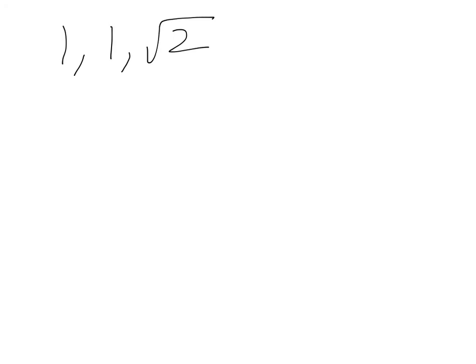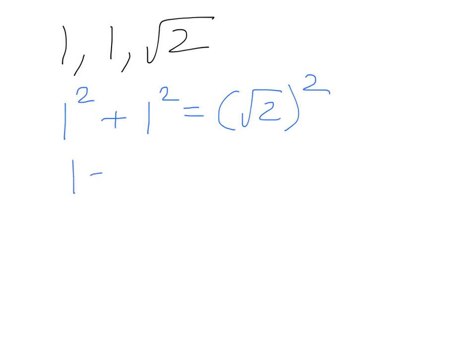If I did this right, I would go 1 squared plus 1 squared equals the square root of 2 squared, right? What's 1 squared? 1. What's 1 squared? 1. What's the square root of 2 squared? 2. And 1 plus 1 is 2. 2 equals 2, so this is a right triangle. When you square a square root, the square and the square root cancel each other out. So it just becomes the number under the square root.